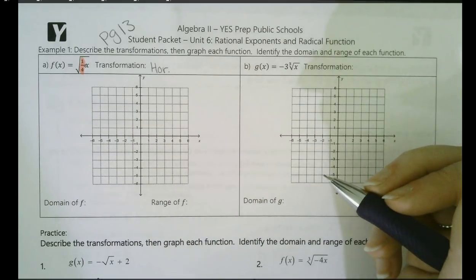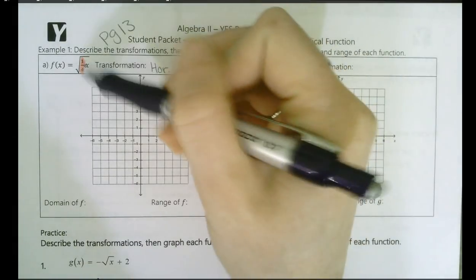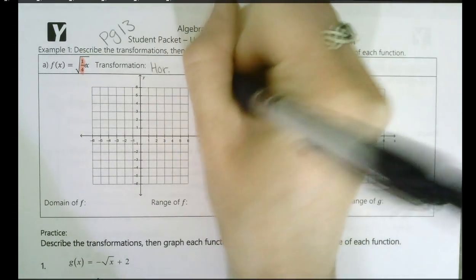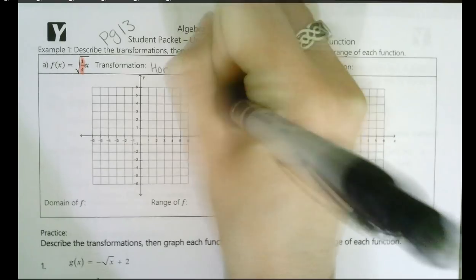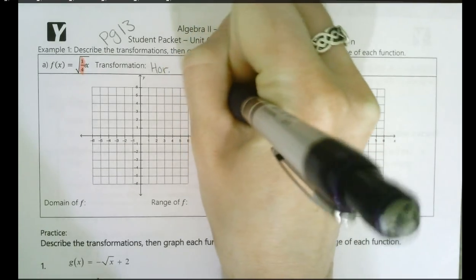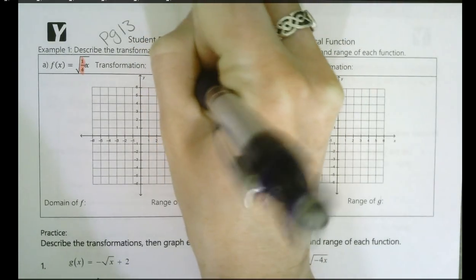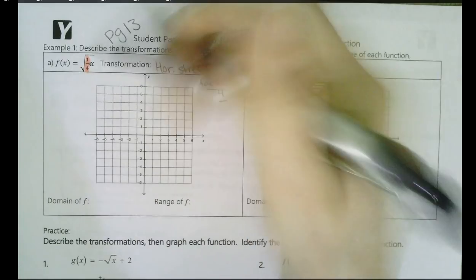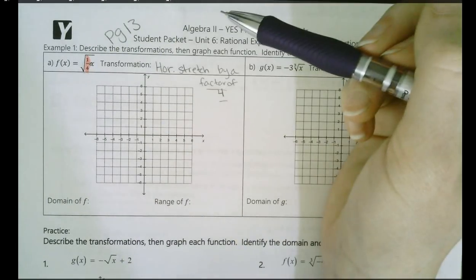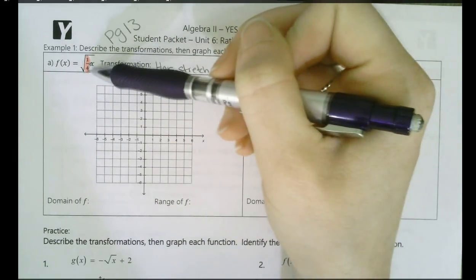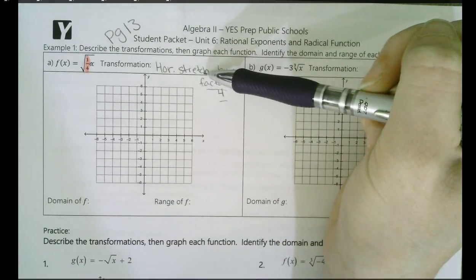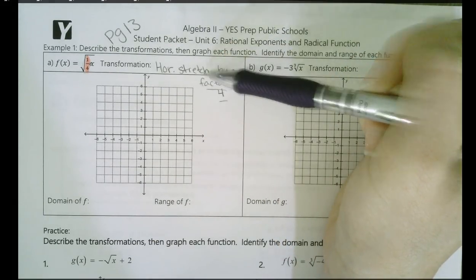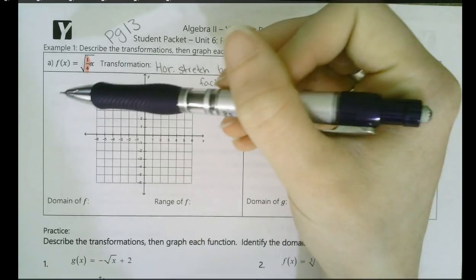With our horizontals though, remember, we have to take the opposite. So really, this is something by a factor of 4. So that means it's going to be a stretch. That's why it does the opposite, because our factor is greater than 1, but what we see in here is less than 1. So when I see a fraction in here that's less than 1, it's going to be a stretch horizontally. Our factor is 4 because we take that reciprocal over here.